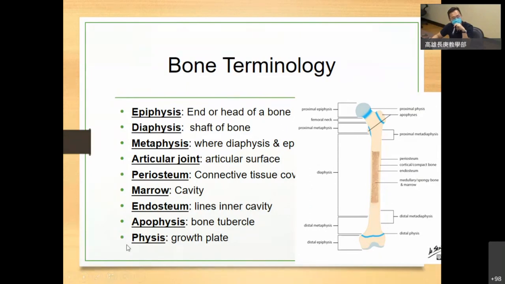In adults, there's no physis because the physis is already closed. But for a child or infant, the physis is still open. So if there is an injury to the physis, it may lead to growth arrest. So you should know these terms. I know it's boring, but you should use orthopedic terms to describe a bone.